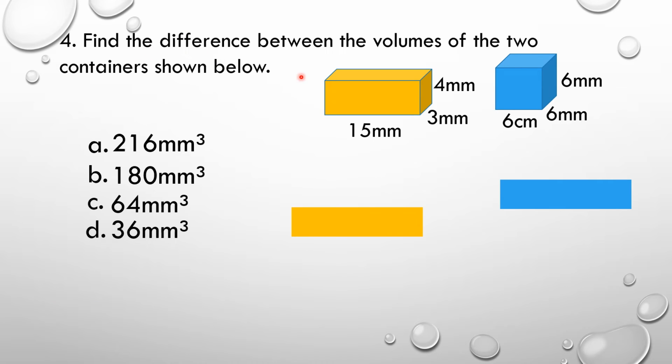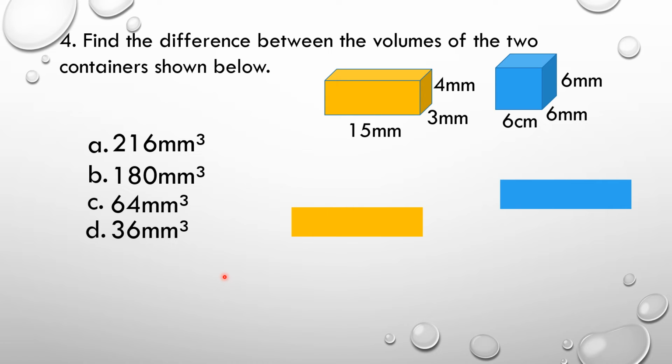Next, find the difference between the volumes of the two containers shown below. So I have here two prisms. Here is what we call a rectangular prism, and this is a cube. It is also a prism. And in a cube, we know that the length, the width, and the height are all equal. And here we have the length, which is 15 millimeters. The width is 3 millimeters. And the height is 4 millimeters.